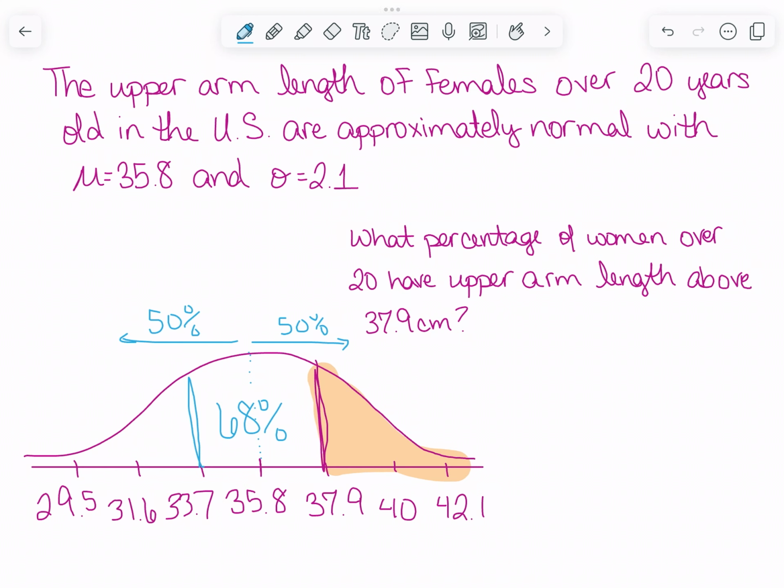Splitting that 68 in half tells me that between 33.7 and 35.8 actually holds 34%, and between 35.8 and 37.9 holds 34%. So now I see that 50% is going to be above 35.8, and if I remove the 34% that's between 35.8 and 37.9, the piece that I don't want, I'm going to end up with 16%. So 16% of women will have an upper arm length above 37.9 centimeters.